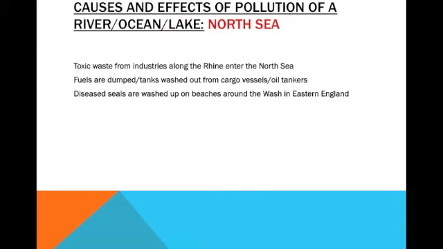Just make it realistic. What are some causes and effects of pollution of a river or ocean or a lake or a sea? Well, we're going to look at the North Sea. Firstly, toxic waste from industries along the Rhine enters the North Sea. So fuels are dumped, tanks are washed out from cargo vessels or oil tankers. Also, diseased seals are washed up on beaches around the Wash in eastern England. So those are some effects of the pollution.